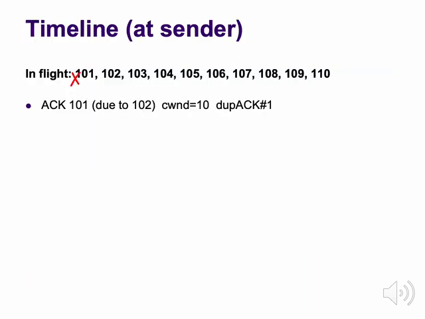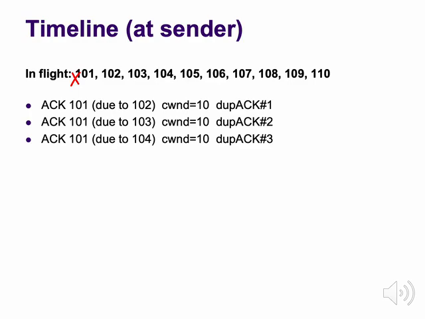So let's go back to our example and see that in action, and I think it should be clear, I hope. So here's again the timeline at the sender. Same scenario, 101 was lost, the other packets make it through, but now we're going to do fast recovery. So just like before, we get ACK 101 due to 102, due to 103, due to 104. At this point, we have 3 duplicate ACKs. And so like before, we're going to retransmit 101.